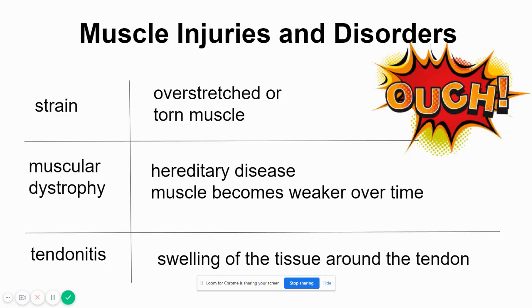Last little bit I wanted to throw in there for you guys was some muscle injuries and disorders. Many of you have strained a muscle before. This is when you overstretch it, or you might tear a little bit of the muscle. This is going to cause you to have very sore muscles. A disease called muscular dystrophy is a common hereditary disease in terms of muscles. What it does is it causes your muscles to become weaker over time. Then the last one is tendinitis. This is a disease in which you have swelling of the tissue around the tendon.